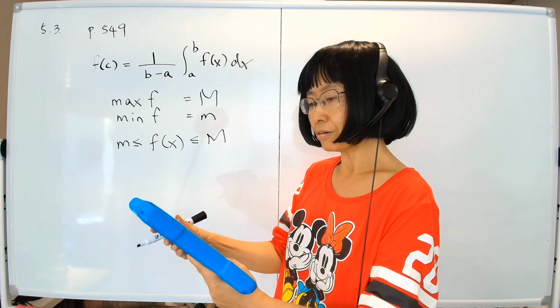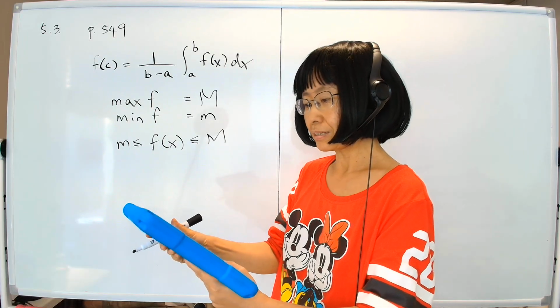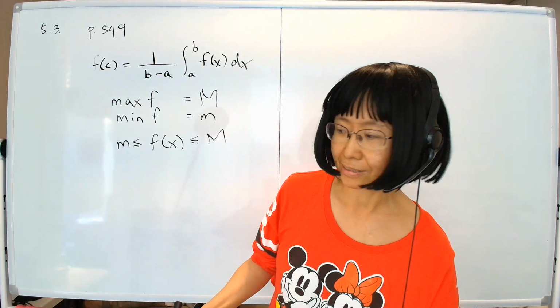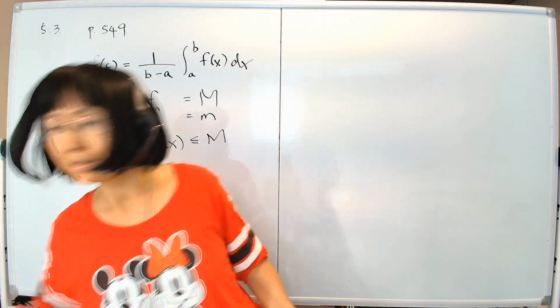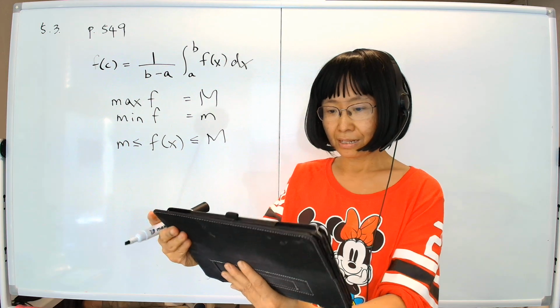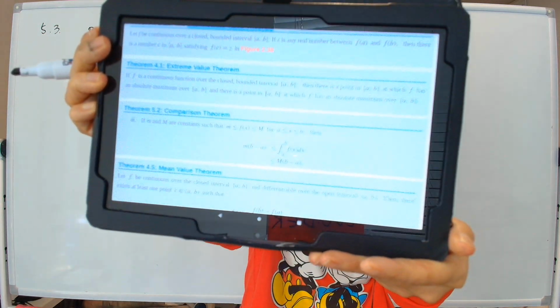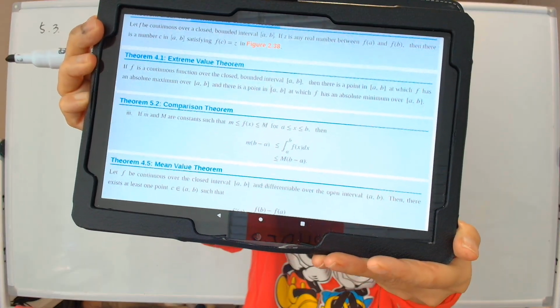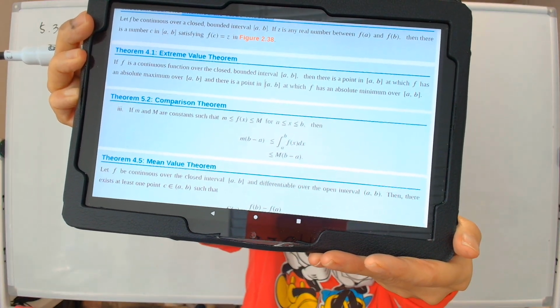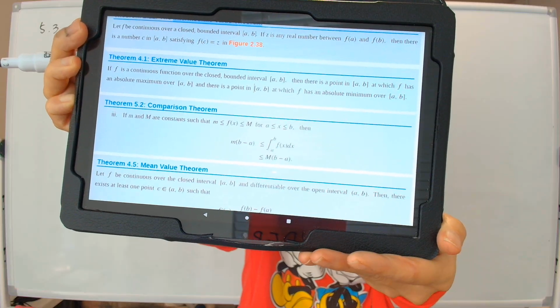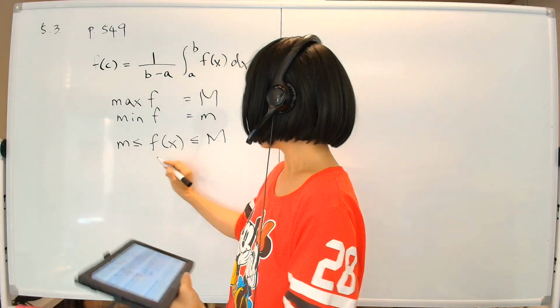Next, we're going to quote the comparison theorem. Let's remember what the comparison theorem is. It says if this is true, then the integral of f is between small m times b minus a and big M times b minus a. So I'll write that down.